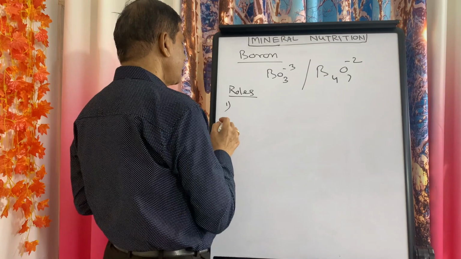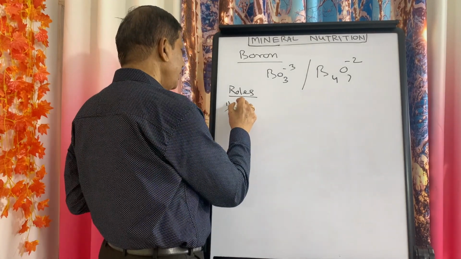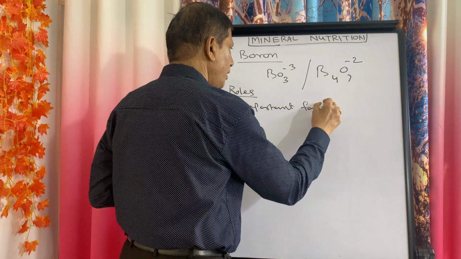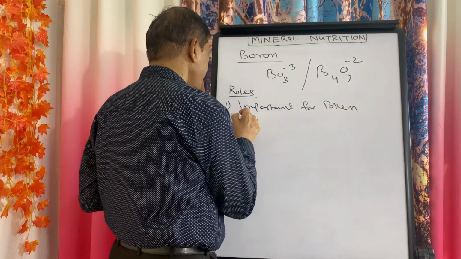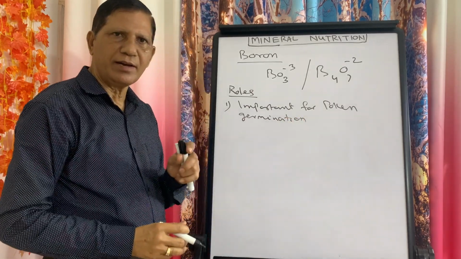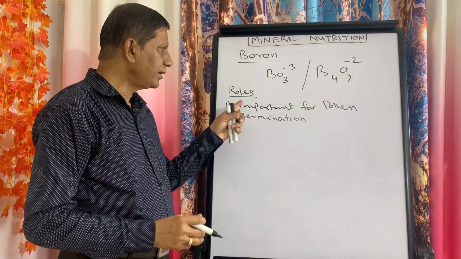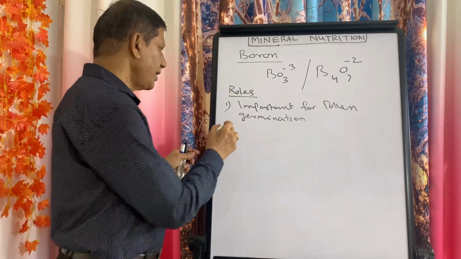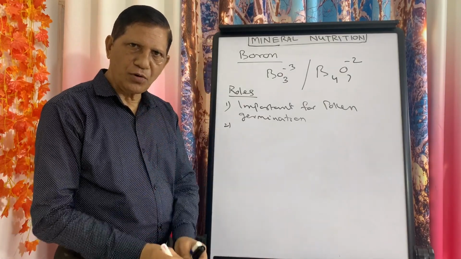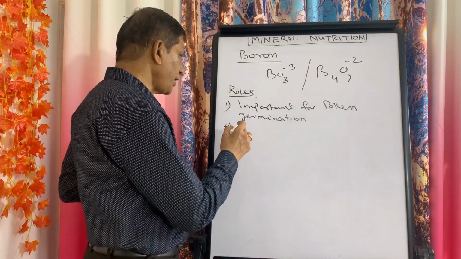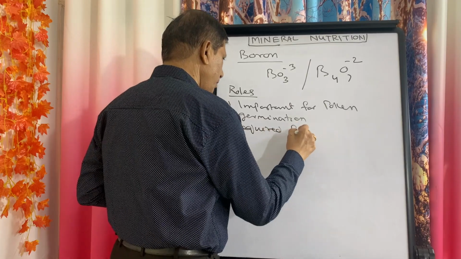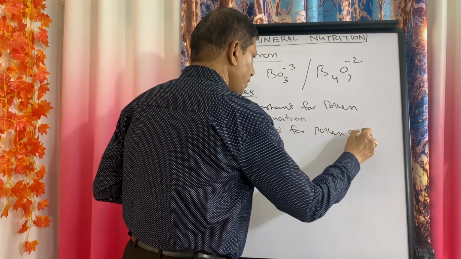Number one, it is very much important for pollen germination. That means when the pollen grain falls on the stigma, there it has to germinate. So for that this role of boron is very important. And the second is after its germination, the pollen tube will grow in the style. For that also boron is required, for pollen growth.